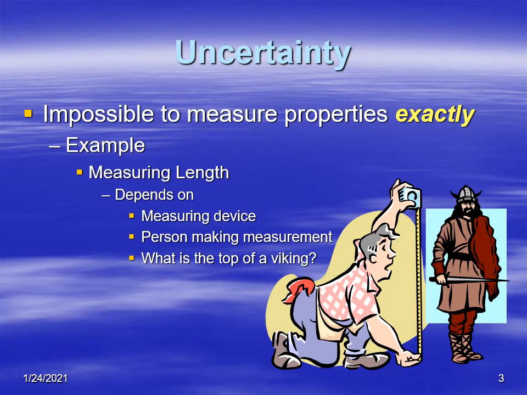Whenever we make a measurement, we don't really measure the true value. We measure close. There's always some error. It's impossible to measure properties exactly.